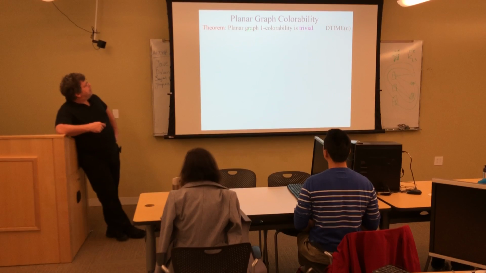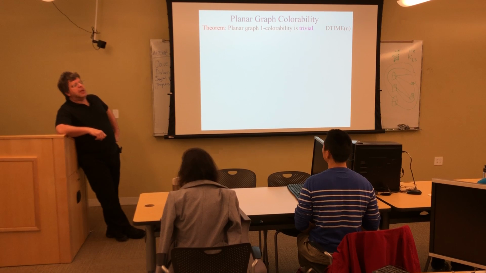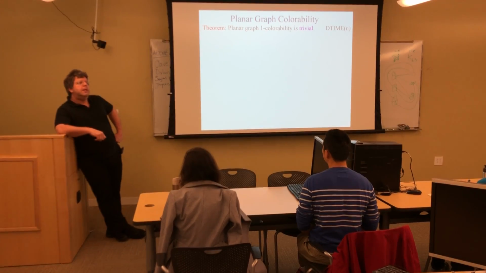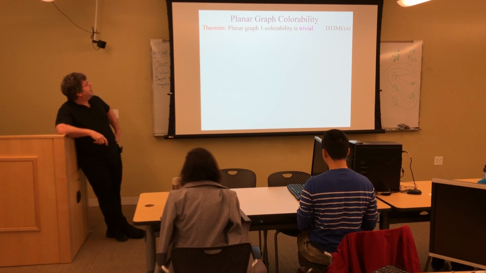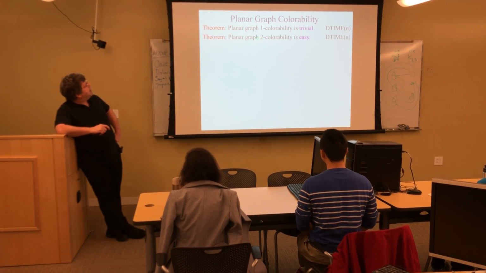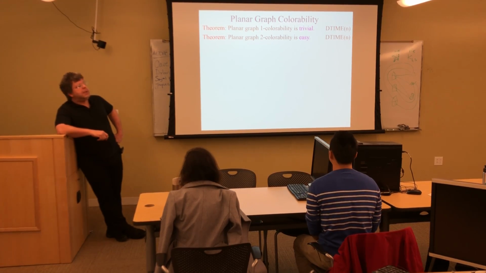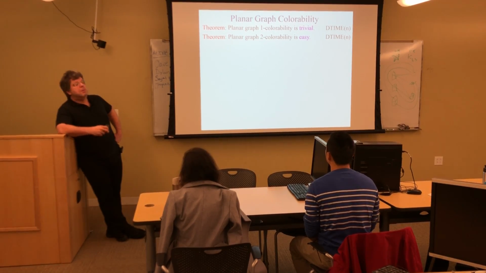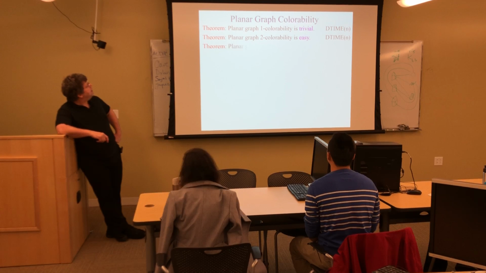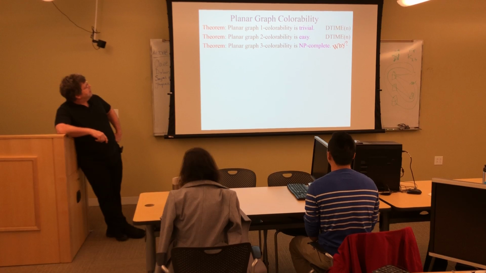Now, a few more things about graph colorability. Planar graph one colorability is trivial. A graph is one colorable if and only if what is true? Max degree 0. No edges, in other words. And that's easy to determine in linear time, right? If there's edges there or not. So that was easy. Planar graph two colorability is also relatively easy. A planar graph is two colorable if and only if? No odd cycles. Okay, so that was easy. Planar graph three colorability is already NP-complete. And I'll let you figure out why.